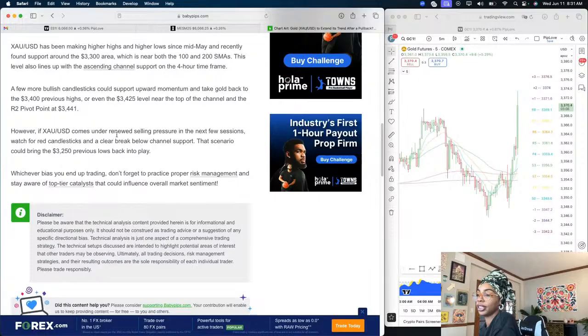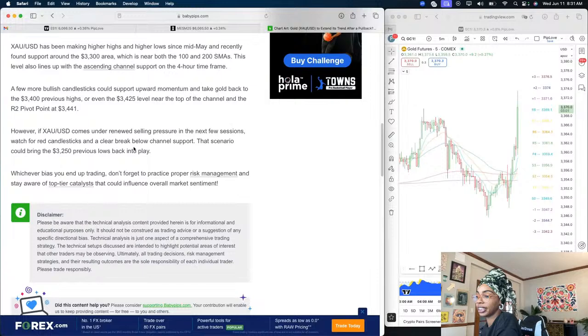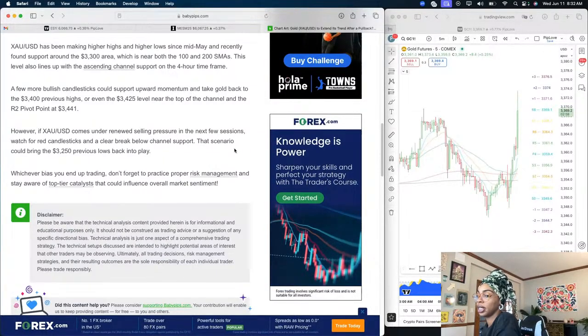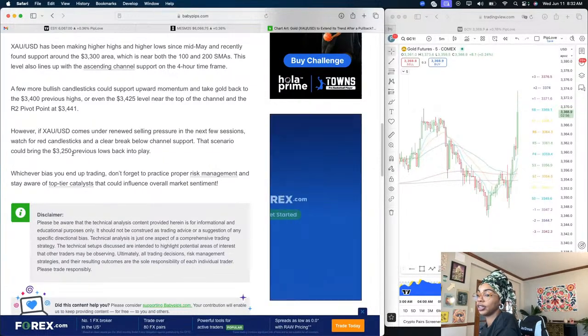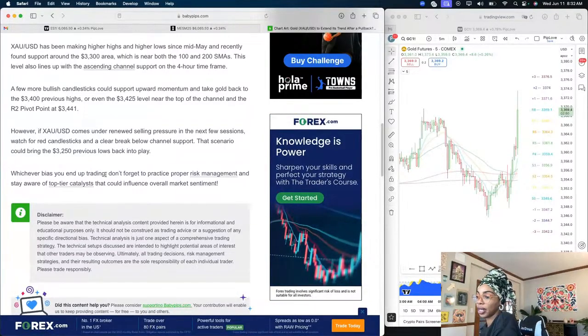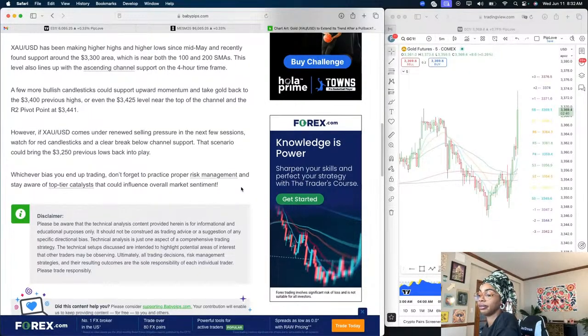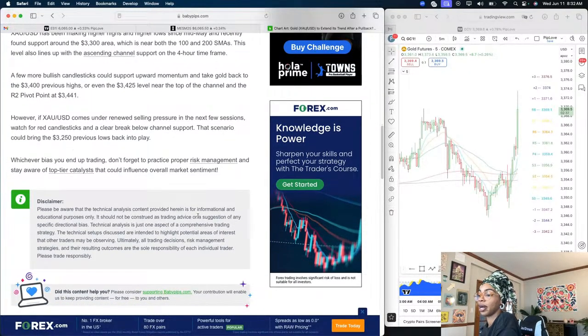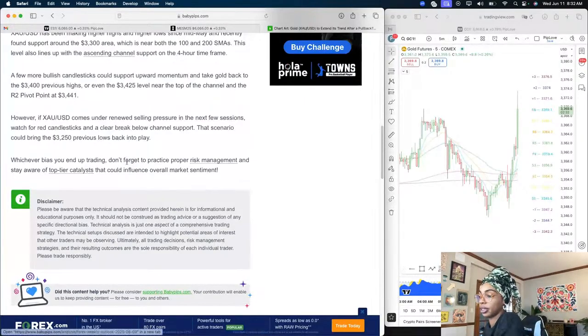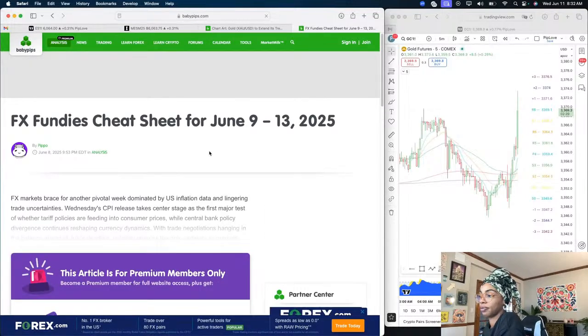However, if gold comes under renewed selling pressure in the next few sessions, watch for red candlesticks and a clear break below the support channel. That scenario could bring the 3,250 previous low back into play. Whichever bias you end up trading, don't forget to practice proper risk management and stay aware of top-tier catalysts that can influence overall market sentiment. All right, it's just provided for informational and educational purposes only. Of course, everything here.